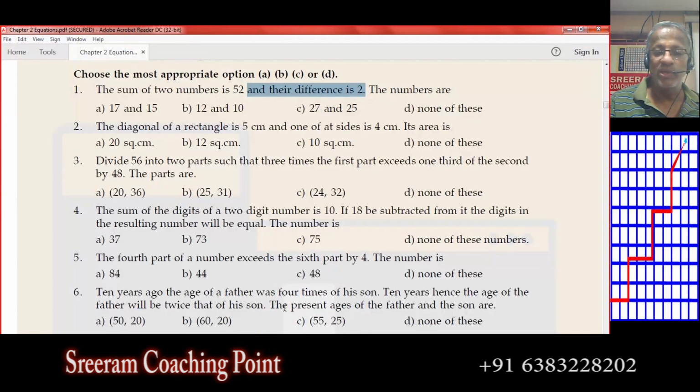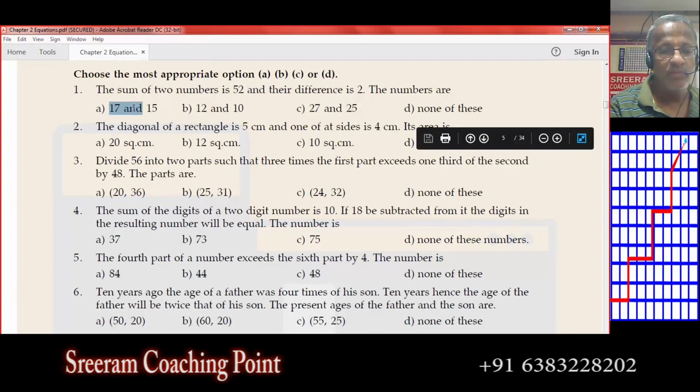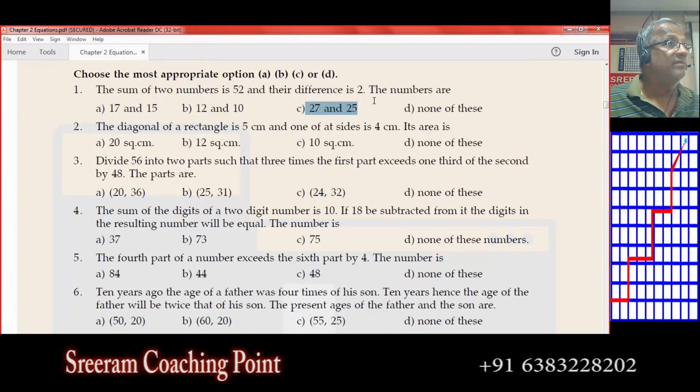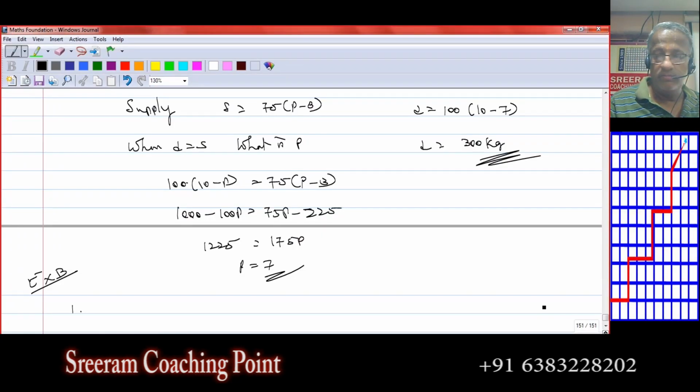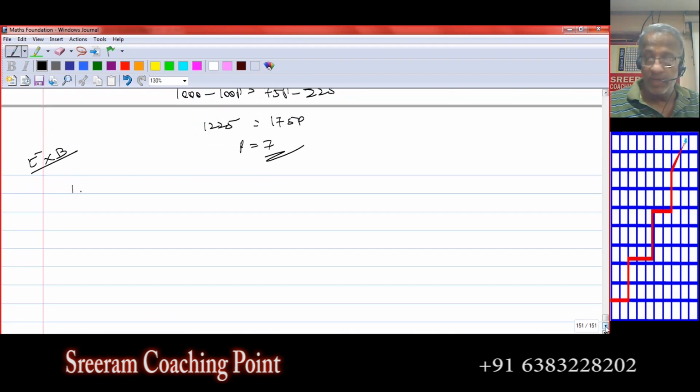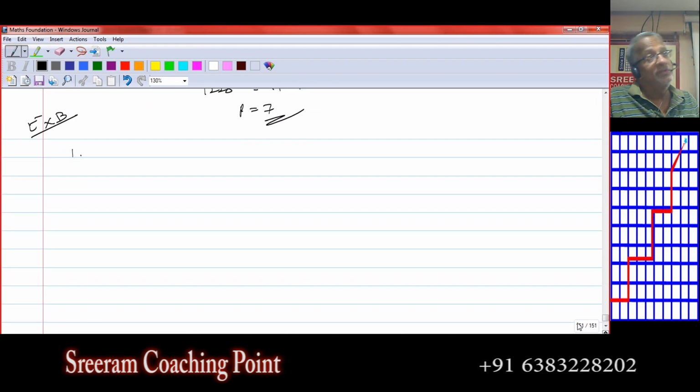Okay, this requires a simple thing only. So I will tell you how fast you can work. 17 plus 15, it is not 52, so we will drop A. Then 12 and 10, sum is 22, we will drop. 27 and 25, yes, and the difference is also 2. See, you don't have to even work. Sometimes you can work in the reverse and get the answer fast. So answer is C. But always good to solve.